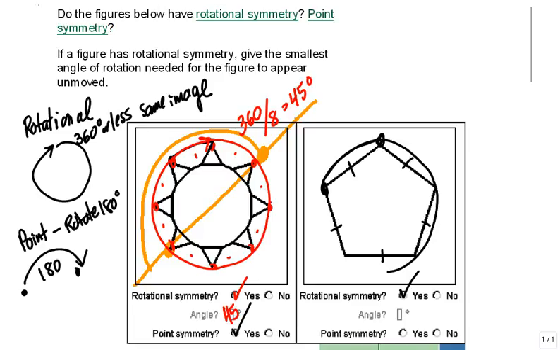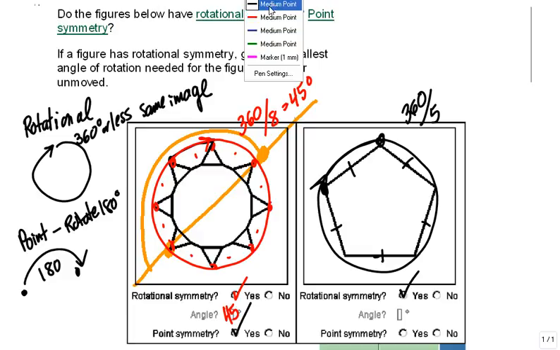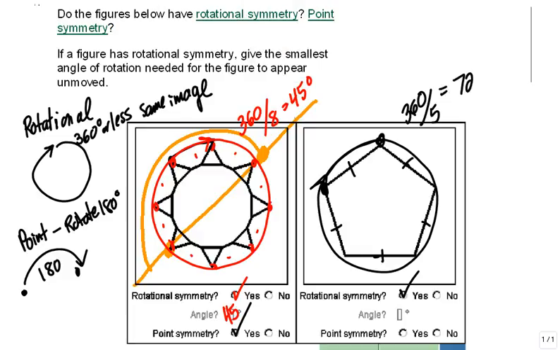Again, all the way around is 360 degrees. And we have 1, 2, 3, 4, 5 points of reference, so we're dividing by 5. 360 divided by 5 is 72 degrees. So the answer is 72 degrees.